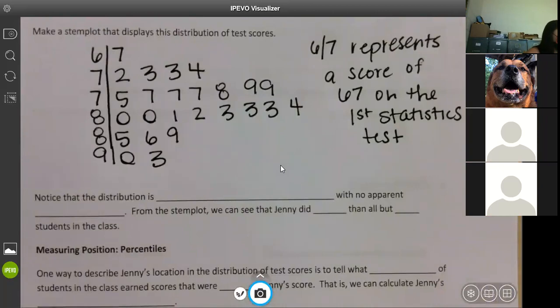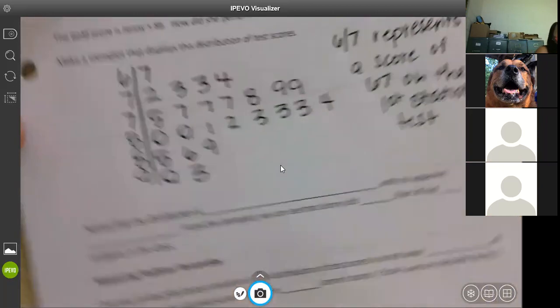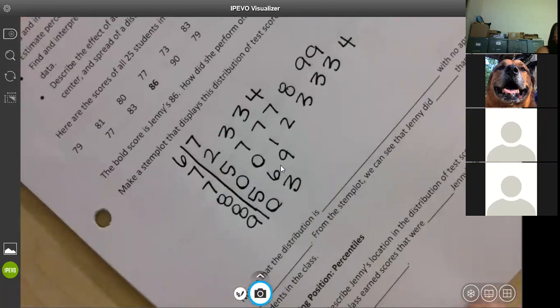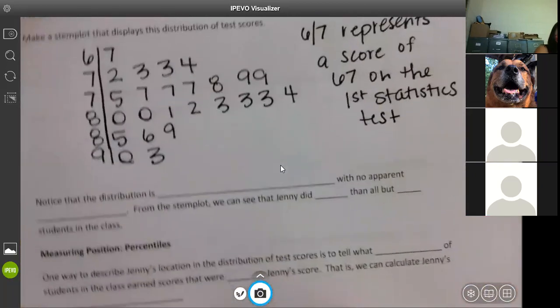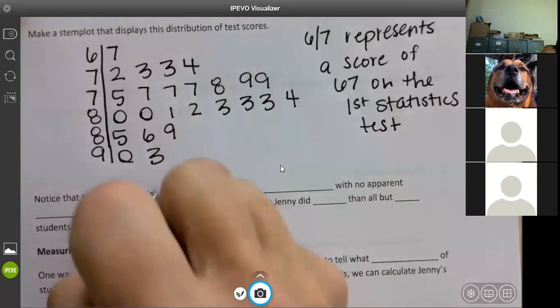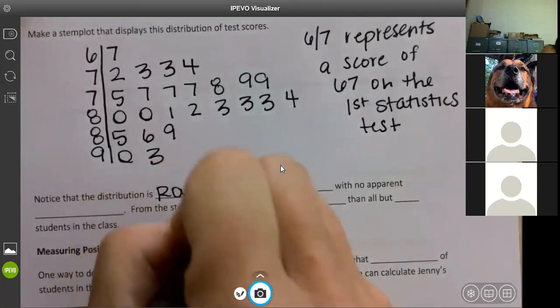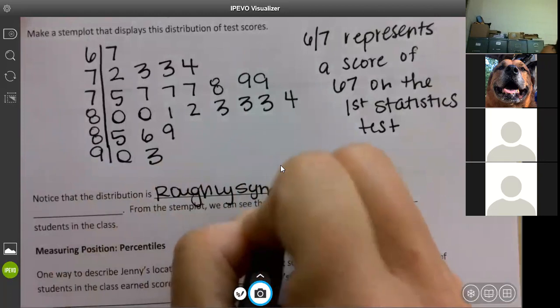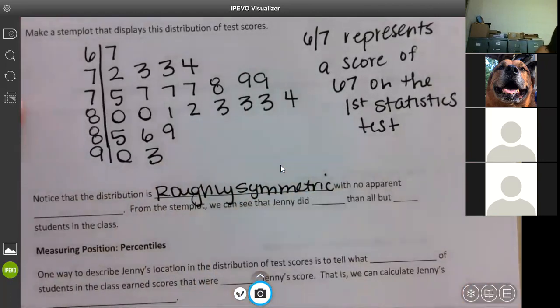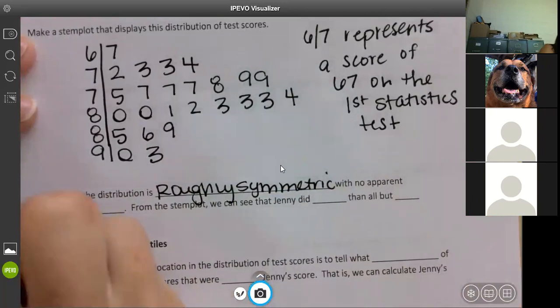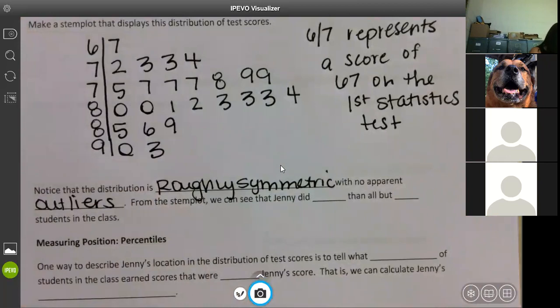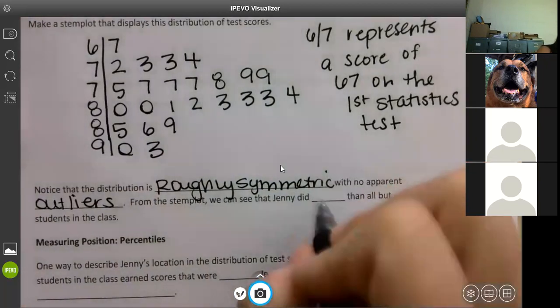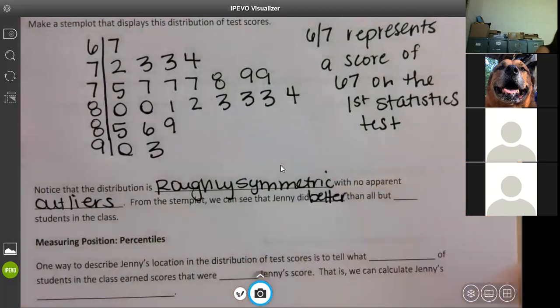All right. Notice that the distribution, again, I like to look at these kind of sideways. If you're looking at what it is, roughly symmetric or skewed left or right. This one is roughly symmetric, with no apparent outliers. It doesn't look like there's too many high ones or too many low ones that stray from the data. From the stem plot, we can see that Jenny did better than all but 3 students in her class.